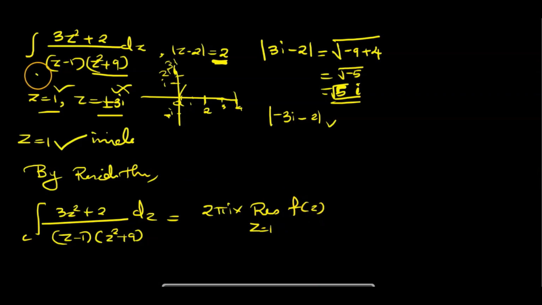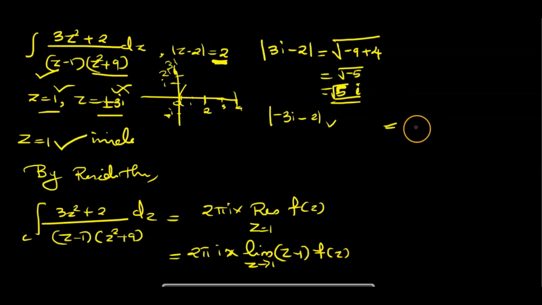Also z = 1 is a simple pole. So residue at a simple pole is the limit as z tends to 1 of (z − 1) into f(z). That means this is equal to 2πi times the limit as z tends to 1 of (z − 1) f(z), which is (3z² + 2) divided by (z² + 9).